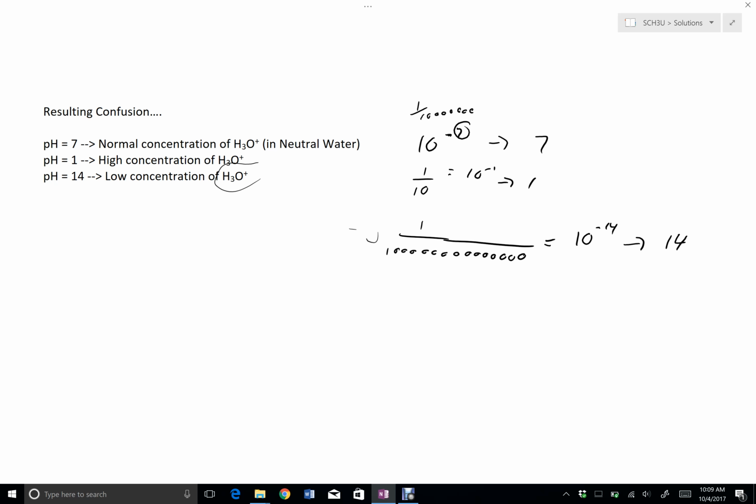So this is a little bit weird. 7 is normal, 1 means high, and 14 means low. So there's a little bit of resulting confusion here because my low number actually means high concentration, and my high number actually means low concentration. That's because they are the exponent on a number that's in the denominator. So as the denominator gets bigger, the actual number gets smaller.